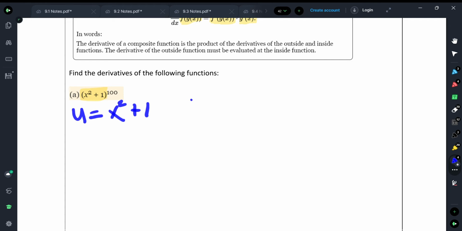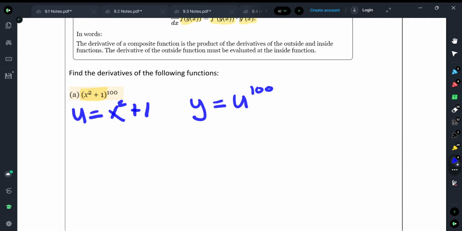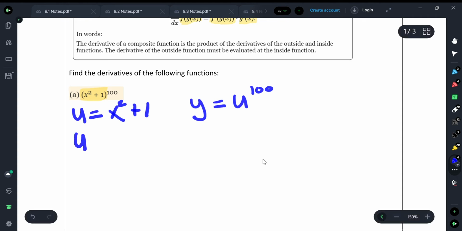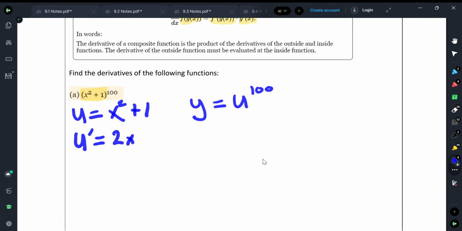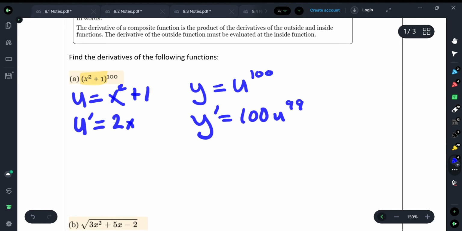Then we have an outside function. We're going to call that y. So if u is the inside, this is going to be u to the 100th power. Hopefully you see that there. The derivative of u is just going to be 2x. Okay. The derivative of y is going to be 100 u to the 99th power. Okay. Well, I hope you can see that now.